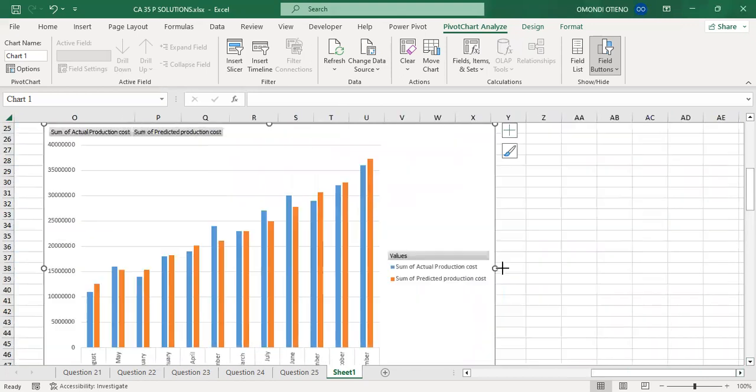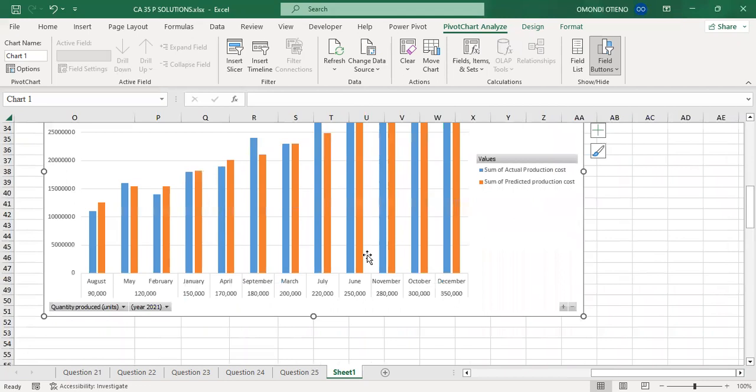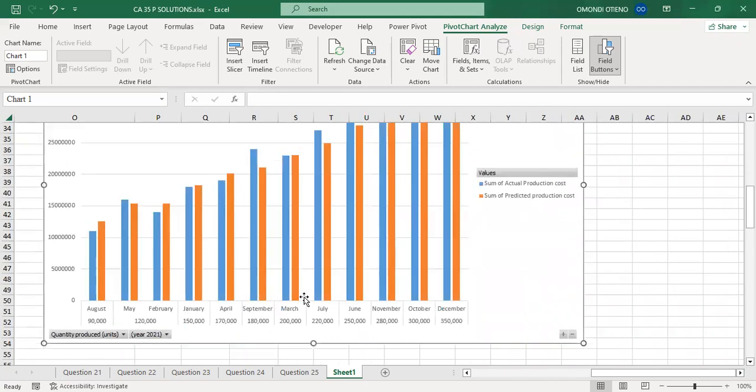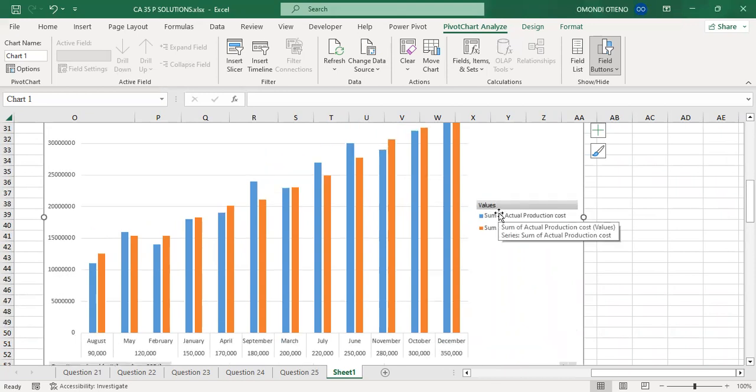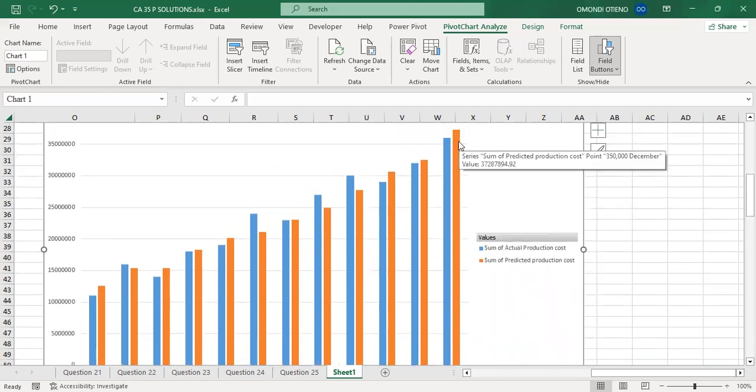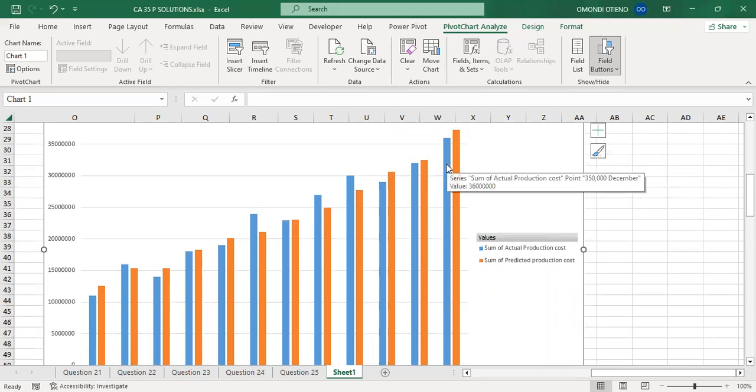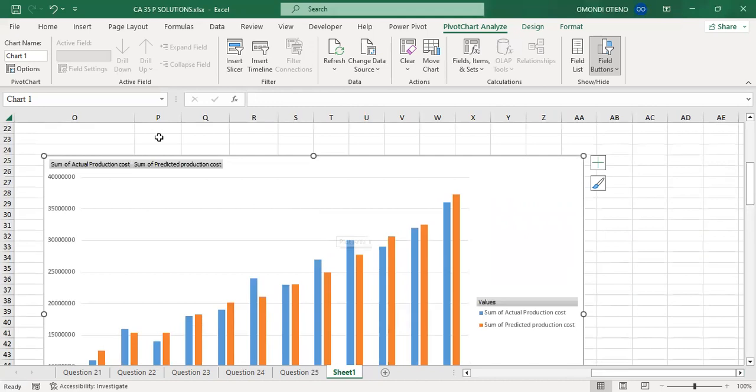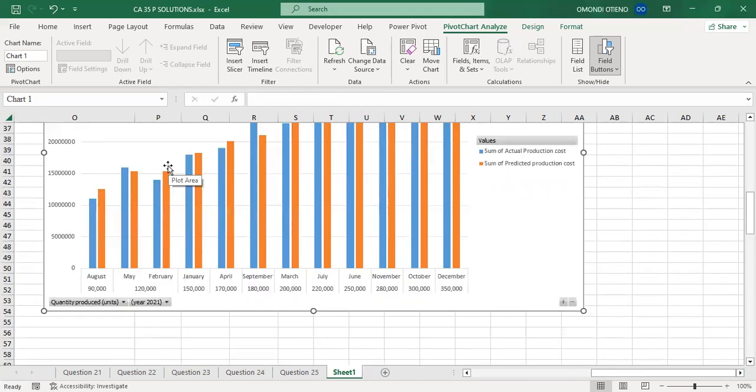That's what we have for our chart, whereby we have now a pictorial or dashboard of the actual production costs and predicted production costs. So whatever was predicted is this one here, and then the actual is this one here. So that's what you're expected to do. Of course, you can do some adjustments here and there. You can sort your data here.